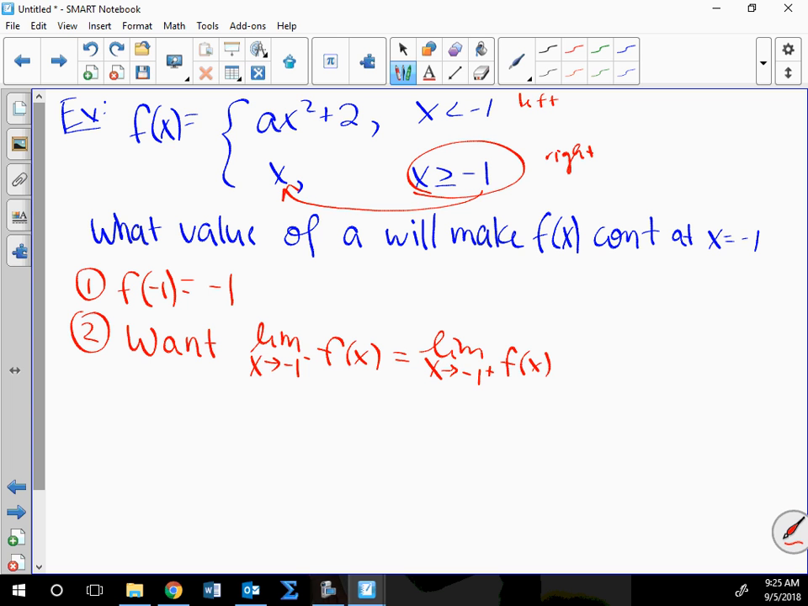Okay, so what I want is for this limit to exist. So that would be the limit as x approaches -1 from the left. And we said that is the function ax squared plus 2. And I need that to equal, again, we want these to be equal, right? I need that to equal the right-handed limit, the limit as x approaches -1 from the right. And again, from the right is just x. Now, as you're going through, I do want to see the notation here of setting up your limit symbols.